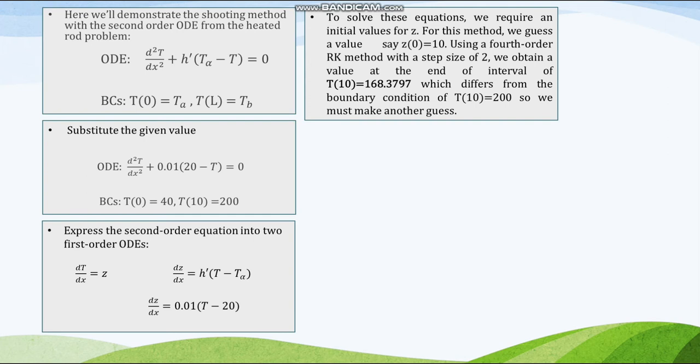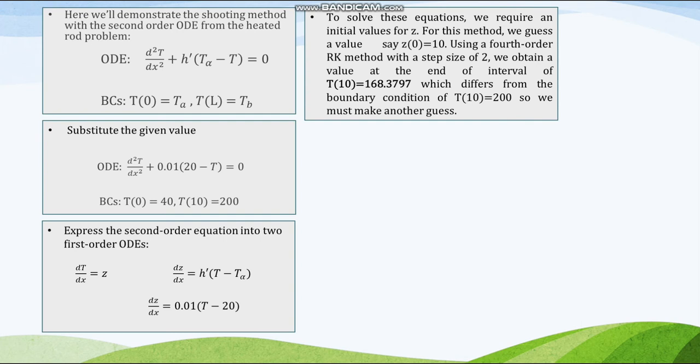Using a fourth order RK method with a step size of 2, a little bit of a recap, the RK method is expressed in these equations. We obtain a value at the end of the interval of T(10) equal to 168.3797, which differs, and is obviously lesser than the expected value, which is T(10) equal to 200.